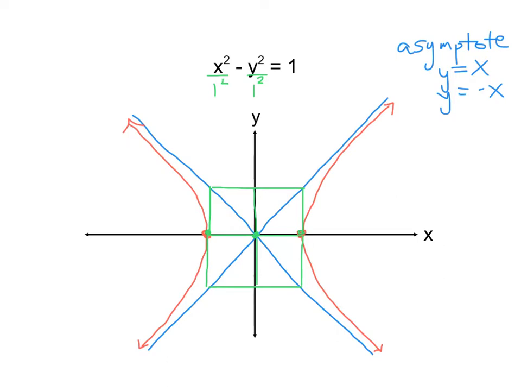And the key feature of this box is that these points on the hyperbola and the asymptotes all connect to that box. The asymptotes go through the corners, and these spots on our hyperbolas touch the sides.